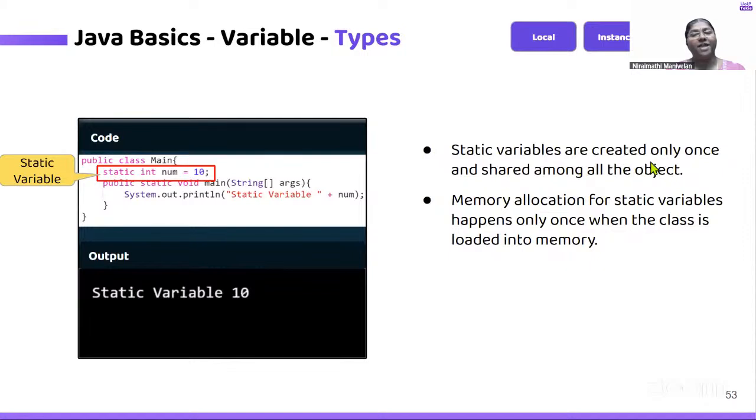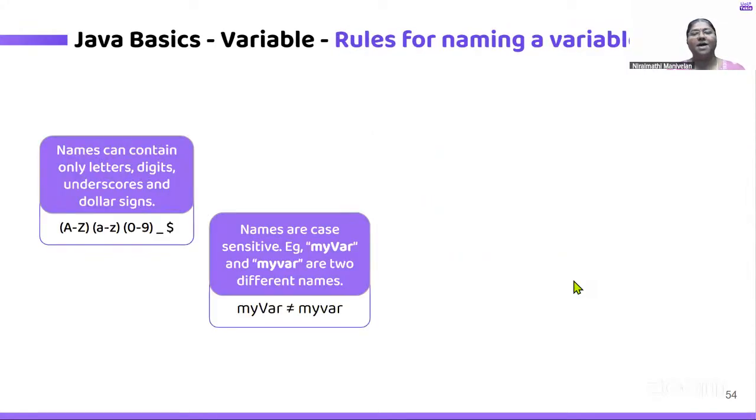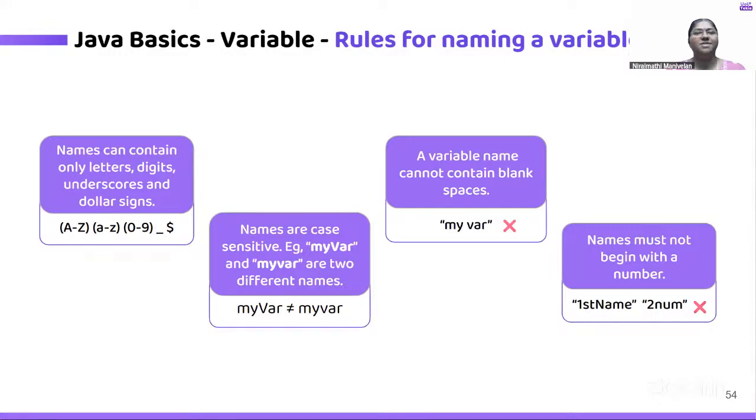Static variables are created only once and shared among all the objects. Even memory allocation happens only once when the class is loaded into the memory. So these are our variables. Okay, this is the next thing, which is a very interesting thing, rules for naming a variable.